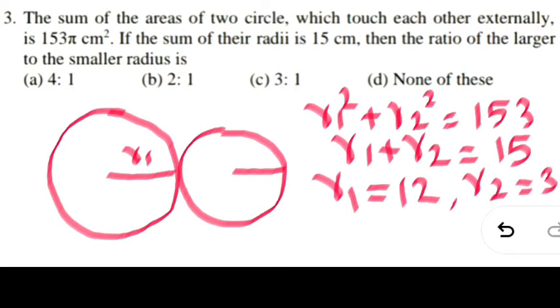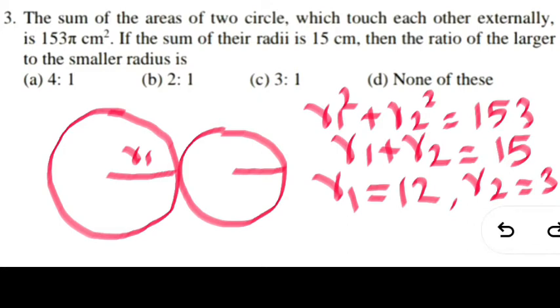12 square plus 3 square, is it equal to 153? Yes, correct. And R1 plus R2, 12 plus 3, is it equal to 15? Yes. So, what are the values of R1 and R2? R1 is 12 and R2 is 3.